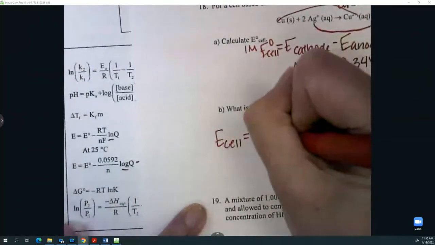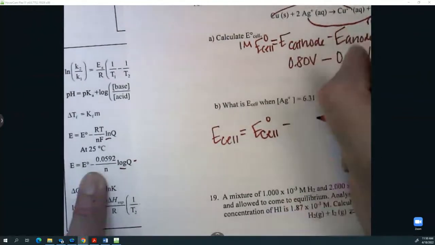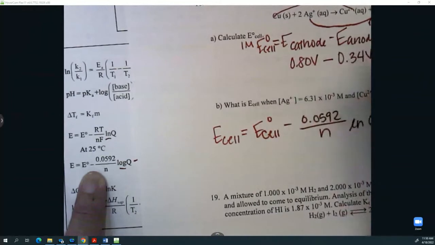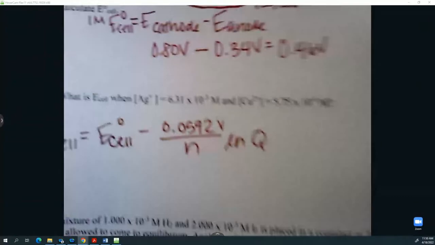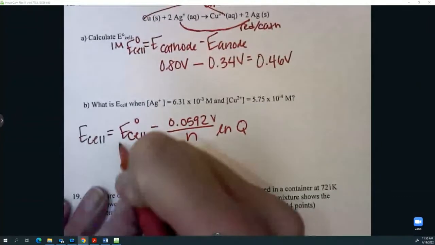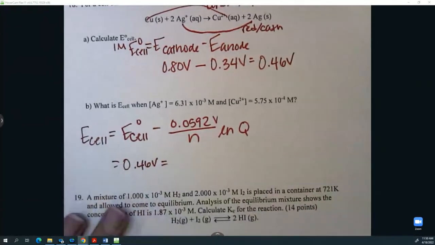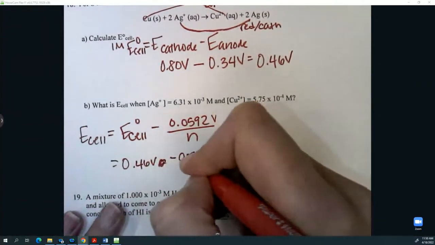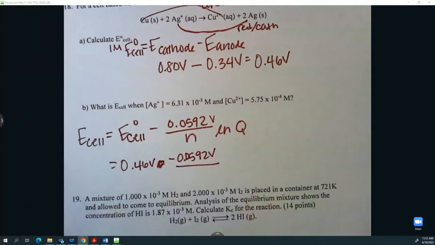So that's what I want to use, E cell standard, which is what I just got, and then minus this constant divided by N, natural log of Q. And that should really be a unit of volt. All right, so E cell standard, 0.46 volts. Oh, not equals, minus 0.0592. N, what is my N?